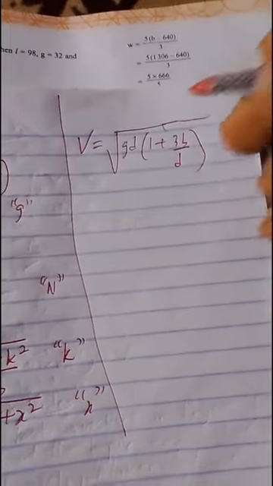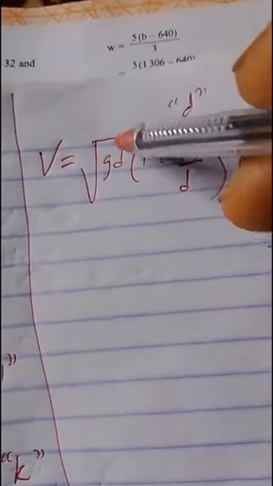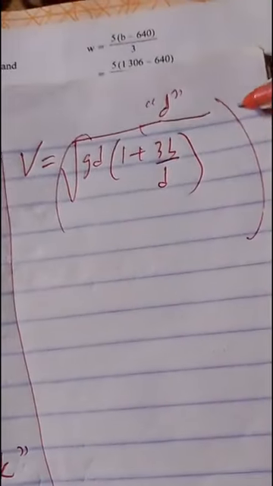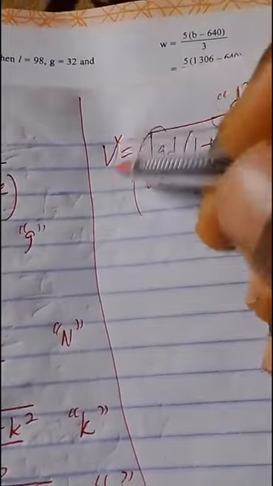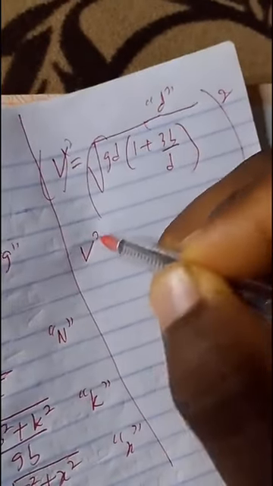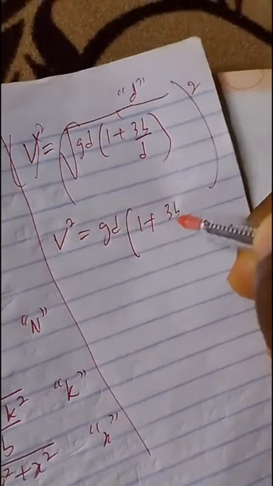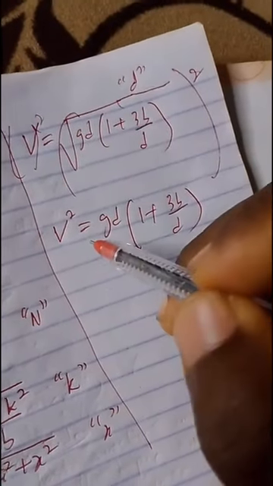if you want to make anything the subject, because in this case we're told to make D the subject, when you want to solve this, you have to square both sides. So you square both sides here, and whenever you square both sides, you observe that the square root will go. So V square will now give us V square equal to GD into 1 plus 3B over D. So that's what we now have here.